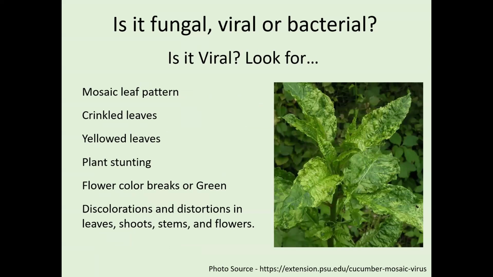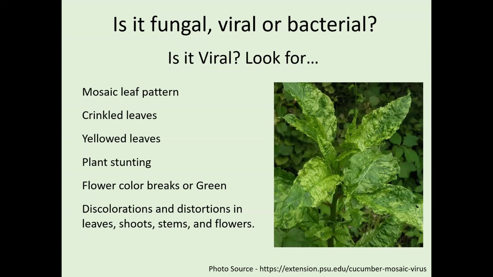Viral. Viral plants can be very pretty and very strange. They can have this mosaic leaf pattern. They can have streaking on their leaves. That's like their regular color might be streaked with another color that's not normal. Their leaves can be twisted or crinkled or yellowed. Frequently, the plants are stunted.